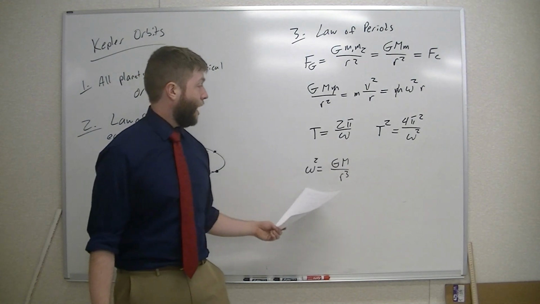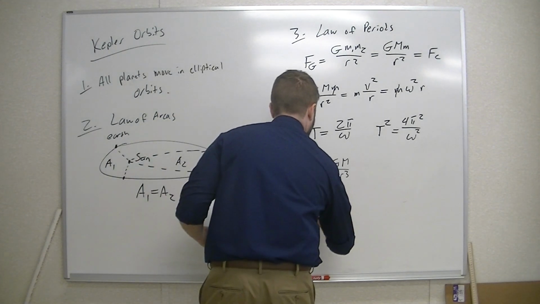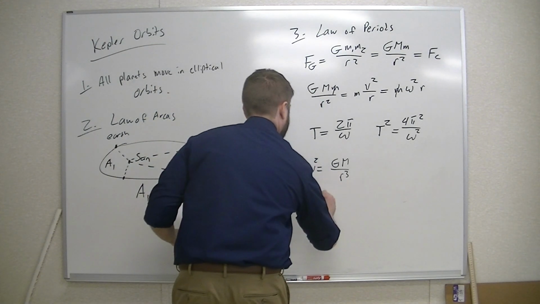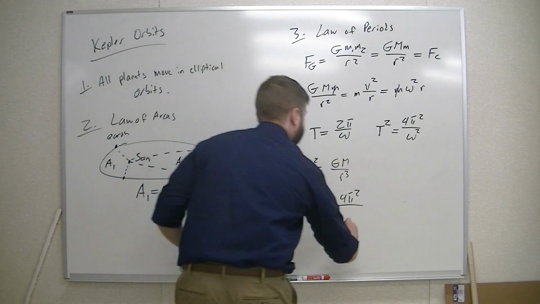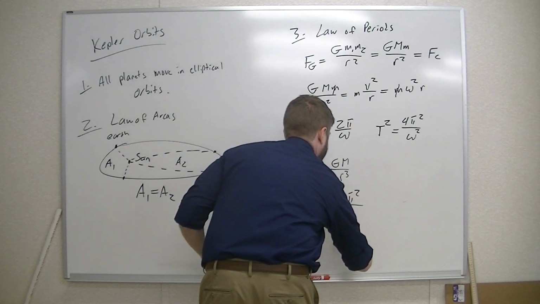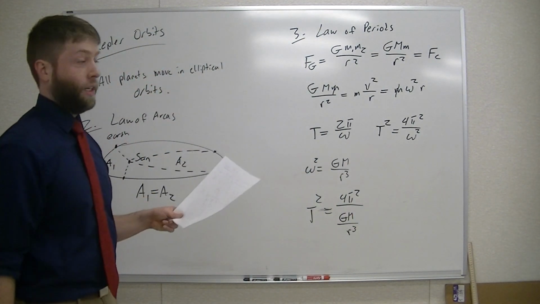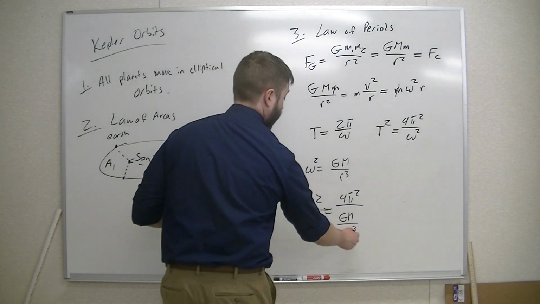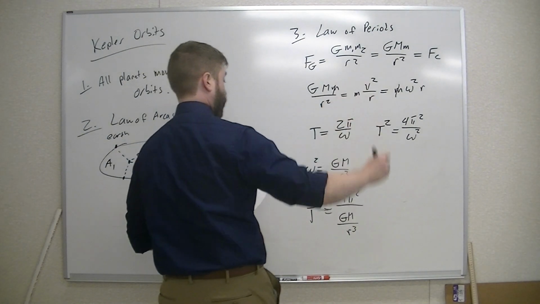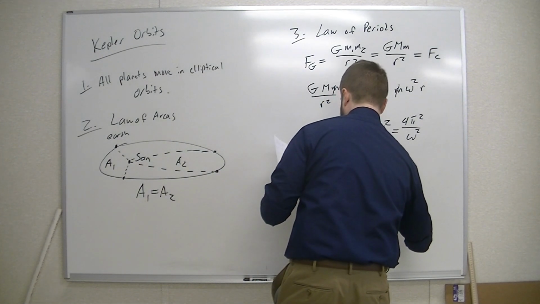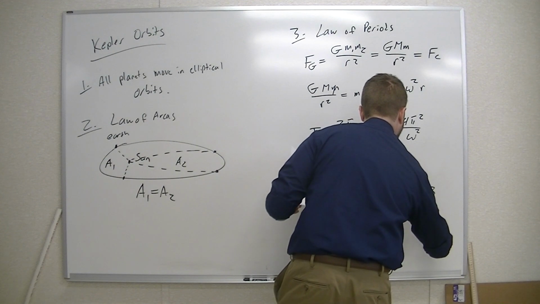Now I'm going to plug the omega squared down here into the T squared, and I'm going to have that T squared is equal to 4 pi squared divided by, this is now big G M over r cubed. Okay, looks like I did it right. We want to make this look a little bit nicer, so let's bring the r cubed in the denominator up to the numerator. And I've got T squared is equal to 4 pi squared r cubed over big G M.